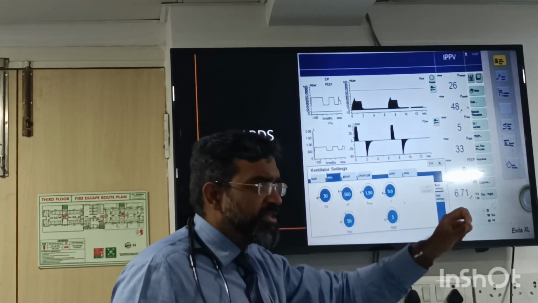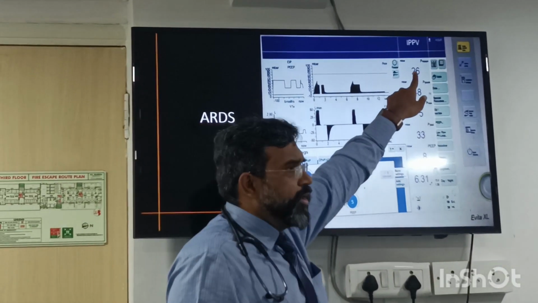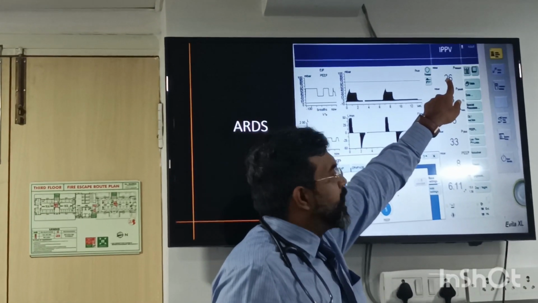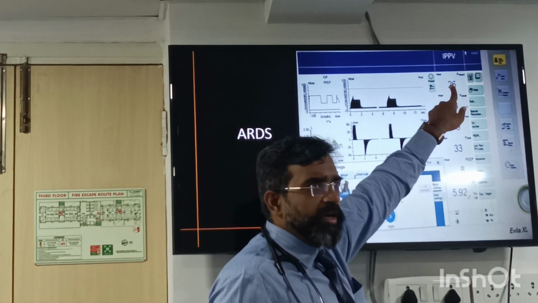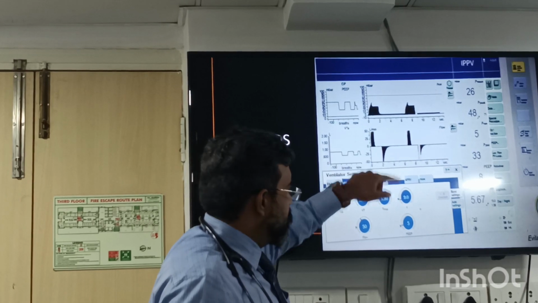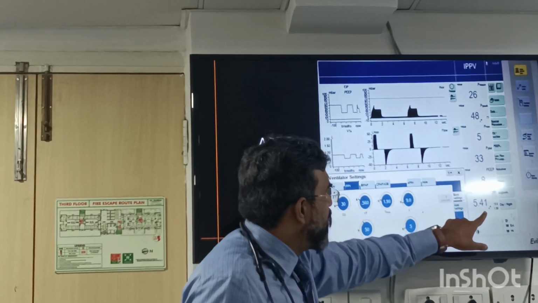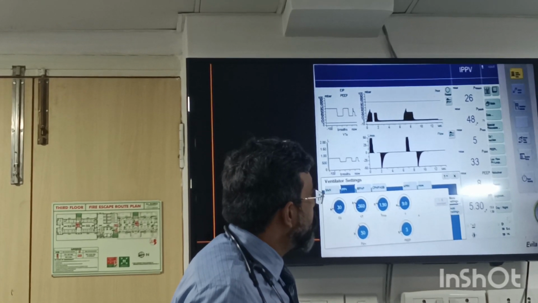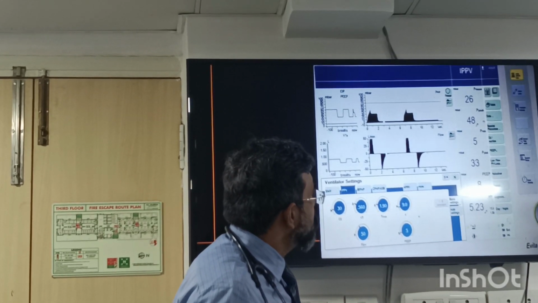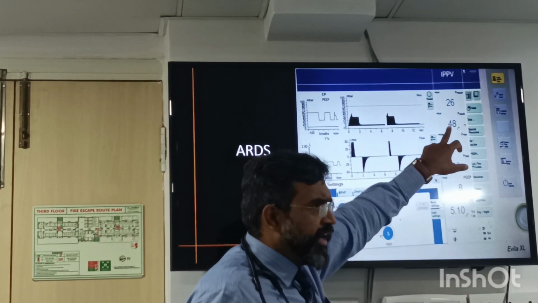Needless to say, what are the changes that have occurred when I reduce my volumes? Is my pressure coming down? 33 it was, it has come down to 26. You see, my peak pressures have immediately come down. My flow characteristics have suddenly become higher. It's reaching the denomination that we thought. 5.35, 5.3, 5.26. Now my peak pressures are 48. It was very high, it's come down.